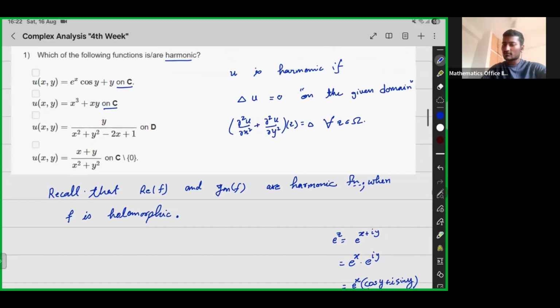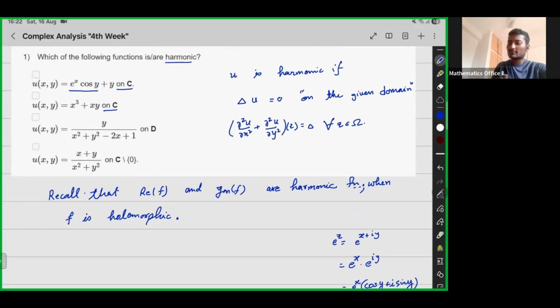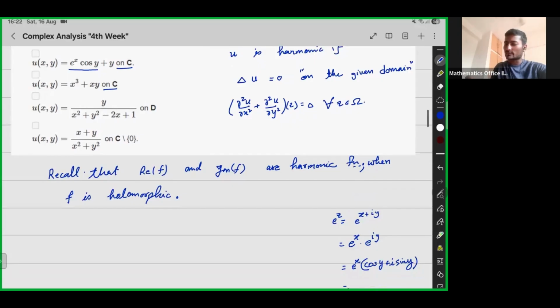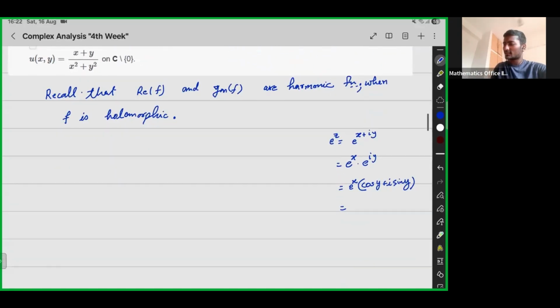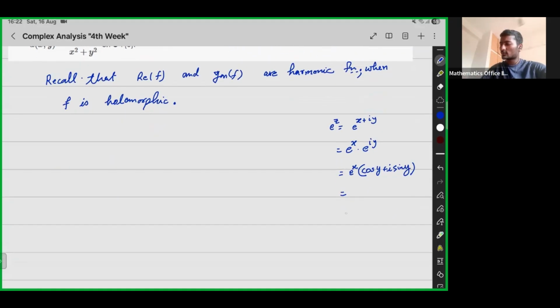e^x times cos y. This appears in the expression, but some extra expression is also coming. y is coming. So how to get y? y in terms of z. When we write z, it is just x plus iy, right? So I just want to get y, and we will add it there. So here the real part of e^z matches with our actual function. If we multiply by minus i here, minus iz, it becomes minus ix plus y, right?